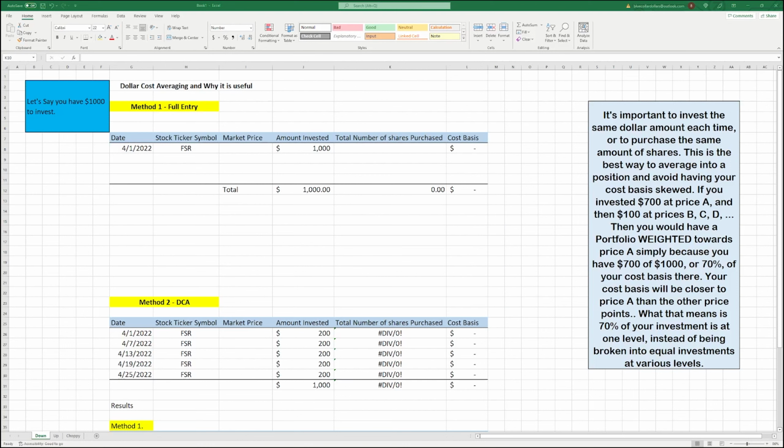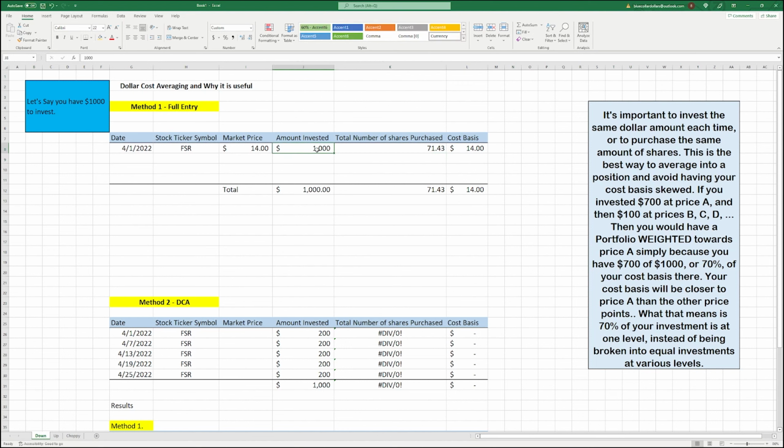Let's say you have $1,000 to invest, and you're looking to buy a specific stock or whatever. The price of it is $14, and you want to get as much as you can for that amount. So we'll take $1,000 and divide that by the market price. You end up getting around 71 shares. We're not going to worry about rounding right now. This we'll call method one, full entry.